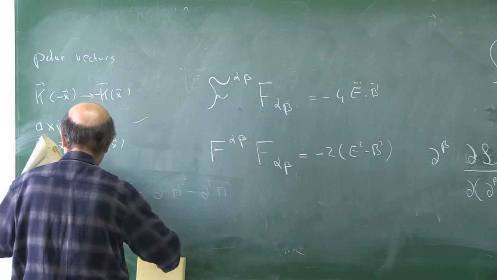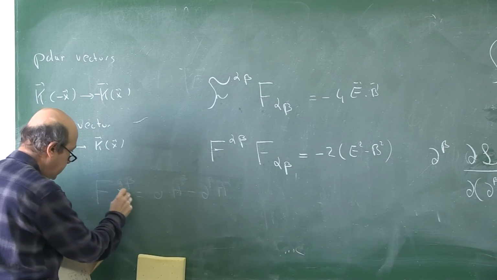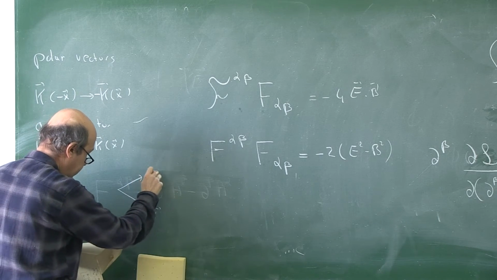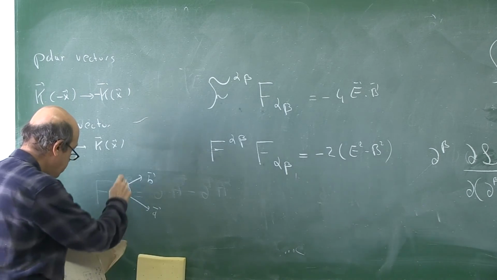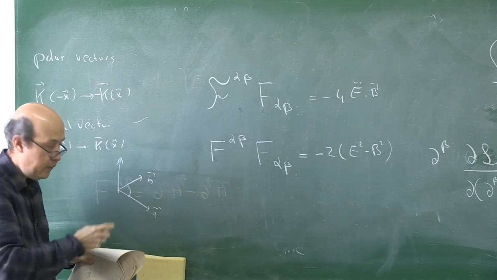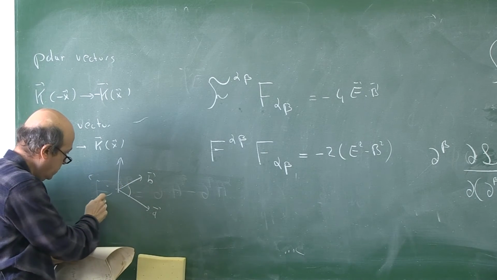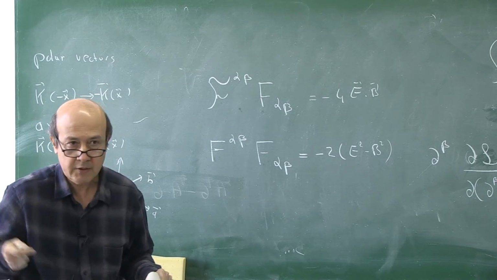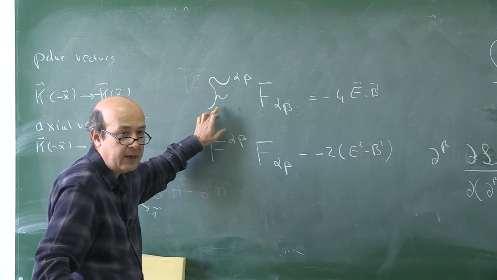Let me give you an axial vector. Think about A cross B. When A goes to minus A, when B goes to minus B, does A cross B change? No, the axis is the same. So this has the same character.